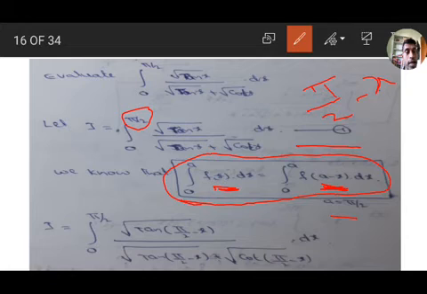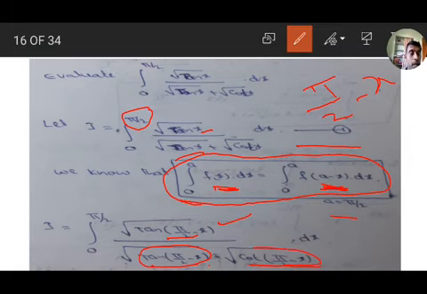So we get I equal to integration 0 to pi by 2 square root of tan of pi by 2 minus x by square root of tan of pi by 2 minus x plus square root of cot of pi by 2 minus x. Tan of pi by 2 means 90. Tan of 90 minus x means cot x, and cot of 90 minus x means tan x. So we get square root of cot x by square root of cot x plus square root of tan x.